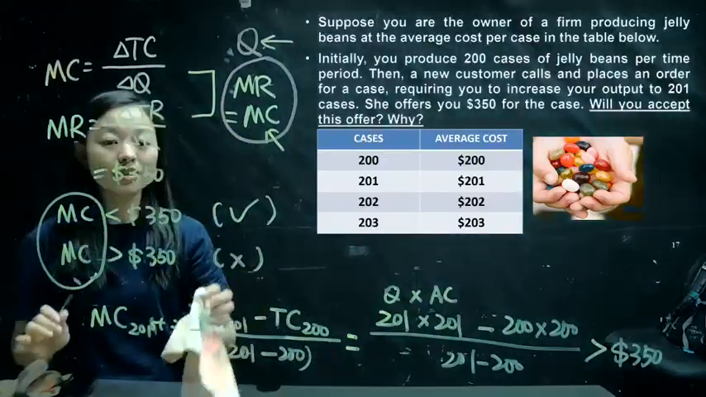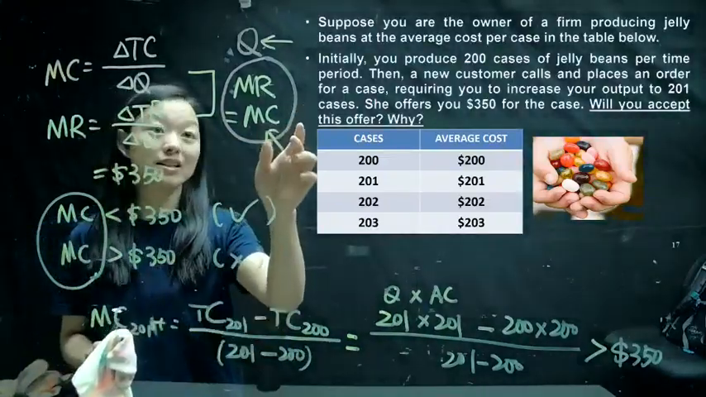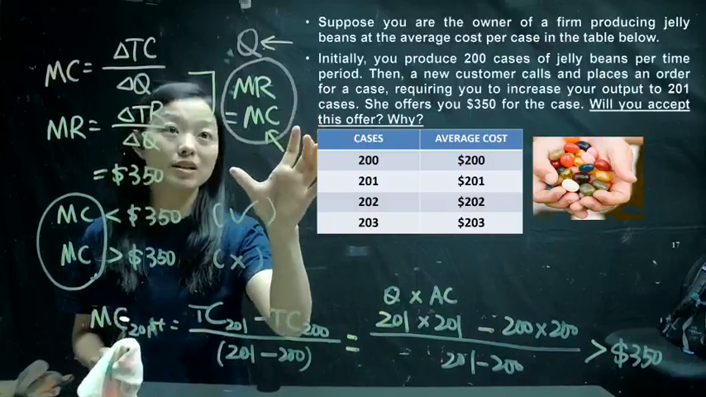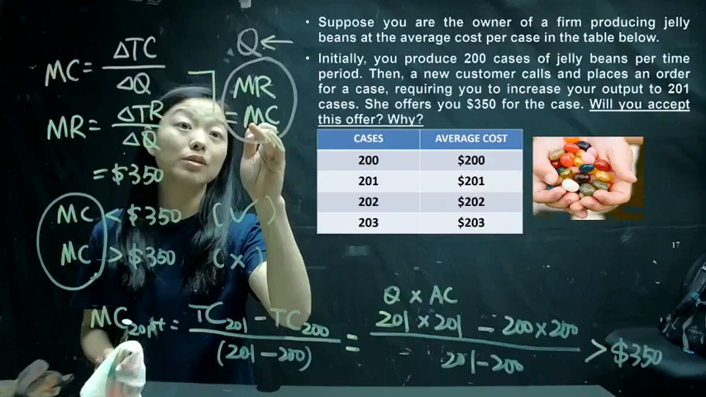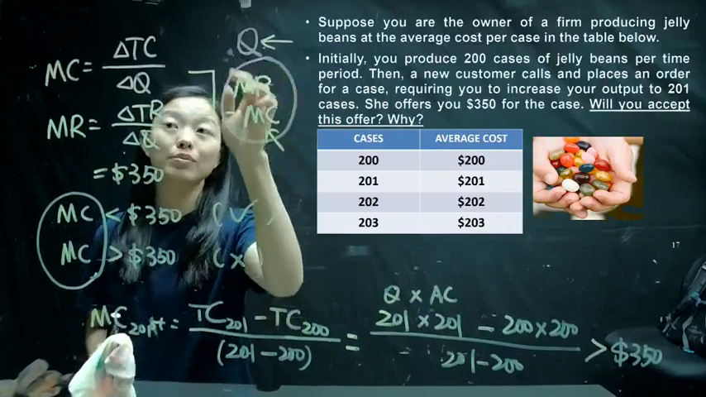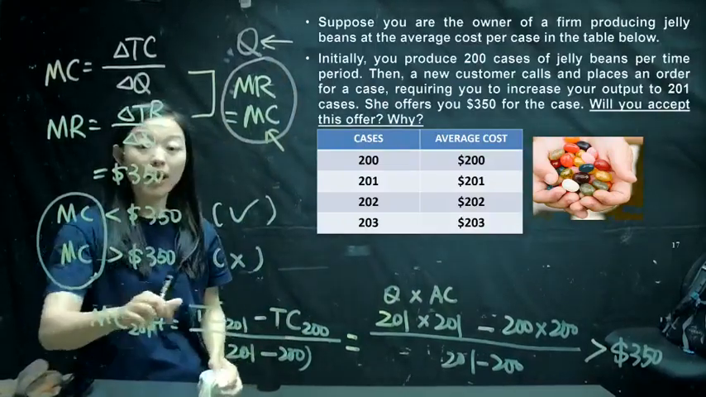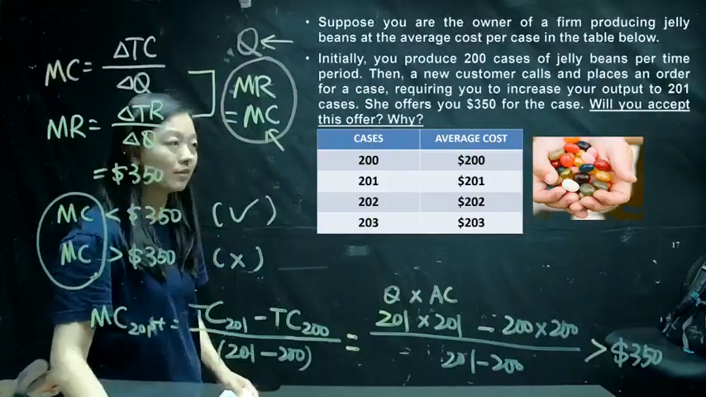Understand? So this is a very important market decision, because you need to make the decision where marginal revenue equals marginal cost, at least, to achieve profit maximization, rather than using average cost. Understand?